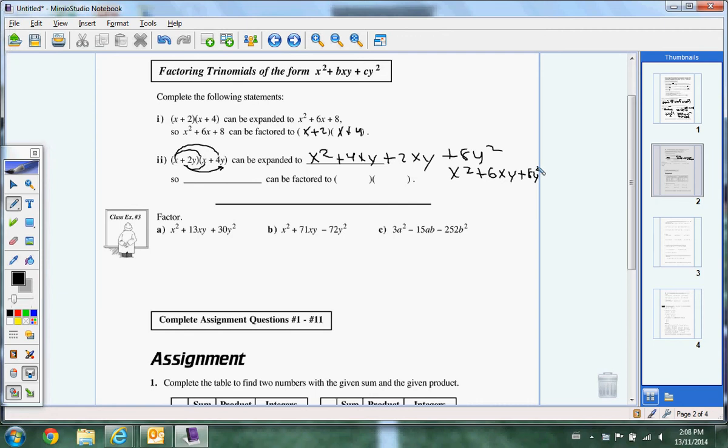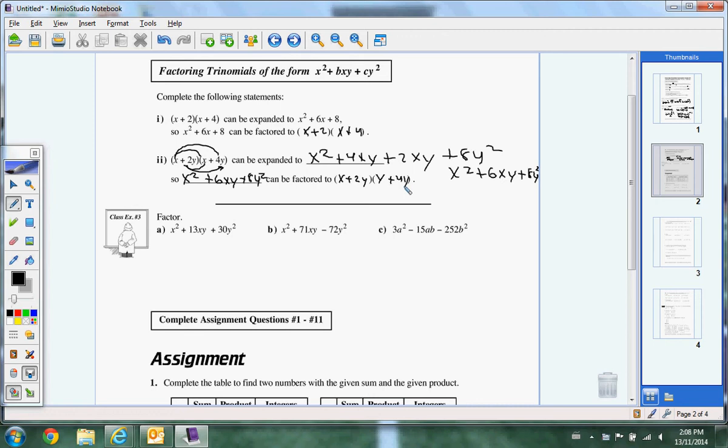Okay, so they're just making us write it backwards now. X squared plus 6xy plus 8y squared factors to x plus 2y, x plus 4y. Now look, it's still the same game. What are multiples of 8 that add up to 6? 4 and 2. The only difference is what? There's a y on them. That's it. The only difference is a y on them.